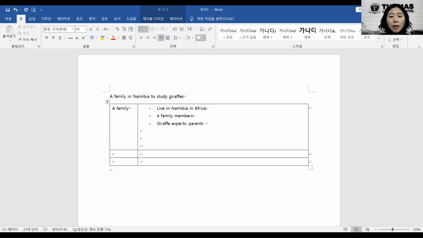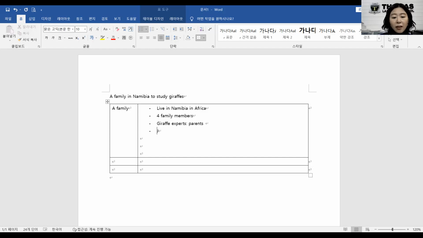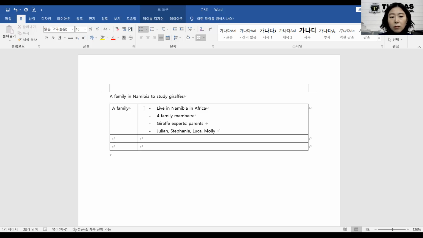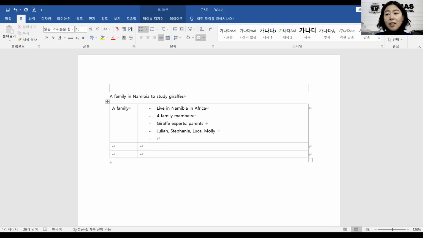Parents. Okay, can you remember their names? Julian, father, Stephanie, and Luca, the son, and Molly, the daughter. Okay. Why do they go there? Why do they live in Namibia in Africa? They live there to study and protect giraffes.